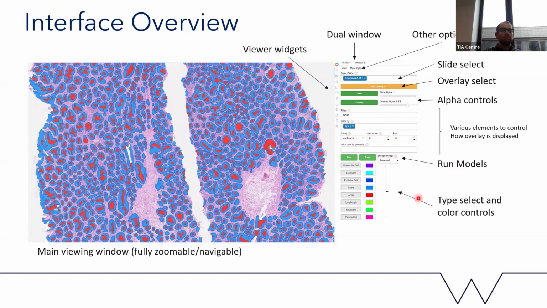Some UI elements to run interactive models, and some which control, if your overlay has type classifications, individual controls to allow you to turn those types on and off or change the colors. You also have UI elements to open an extra view window, and a bunch of widgets for the viewer, which allow you, for example, to save whatever image is in the main viewer, to draw little annotations on there, and for example to bring up a full screen version of the viewer if you need to.